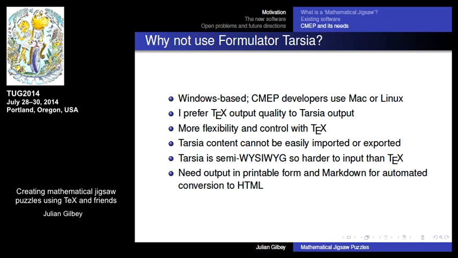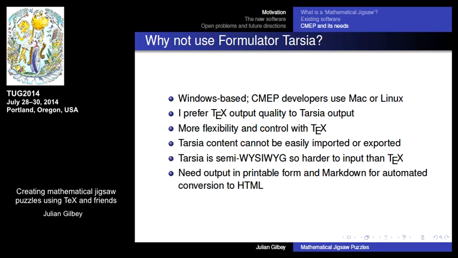One of the problems with Tarsia for our use is that it's Windows-based, and all of the CMEP developers are using either Mac or, in my case, Linux. I prefer the quality of TeX output to the quality of Tarsia output. It just looks nicer. There's more flexibility and control with TeX. If I want to include something new, a new symbol, if I want to create something strange or whatever, I can do it. The Tarsia content, once you've created your jigsaw or your puzzle, if you decide you've created like triangles like this and you want to turn it into a jigsaw puzzle, there's no easy way to extract the data and import it into a new format.